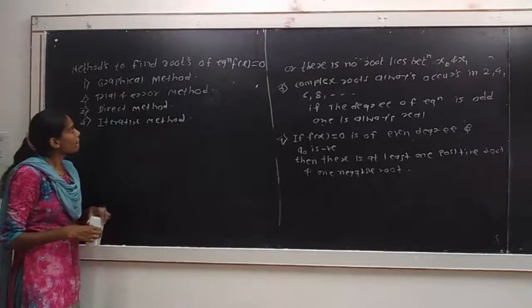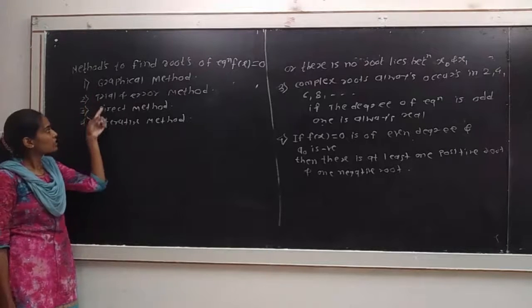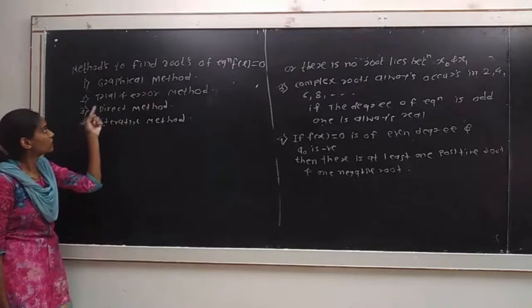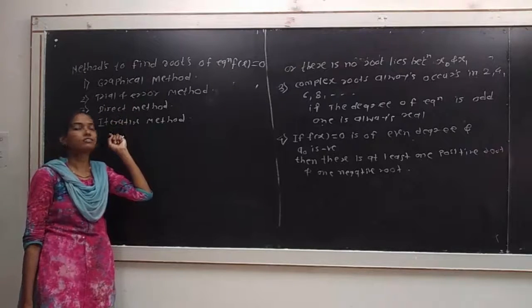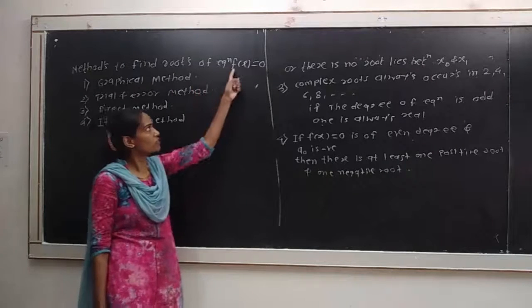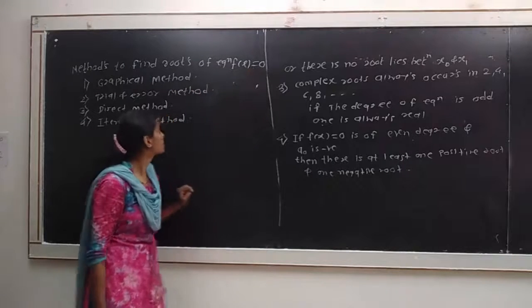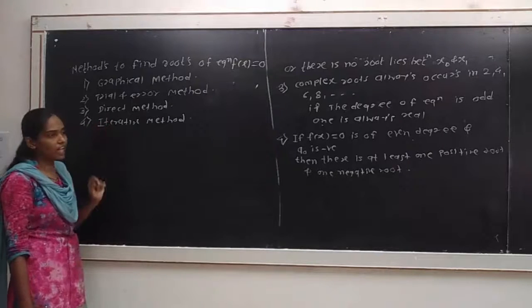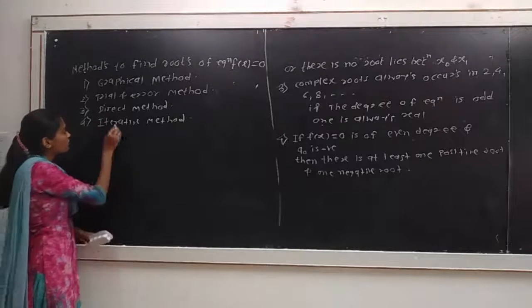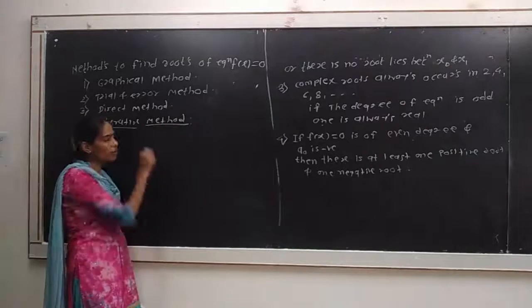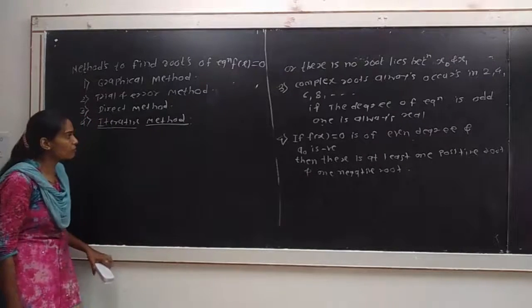We know these methods. The graphical method we see in 10th and 9th also. The trial and error method means we have to check the real numbers for which the value of the function becomes 0; those are the roots of the given equation. Then the direct method and the fourth one, the iterative method. In this chapter, we will see the iterative methods.